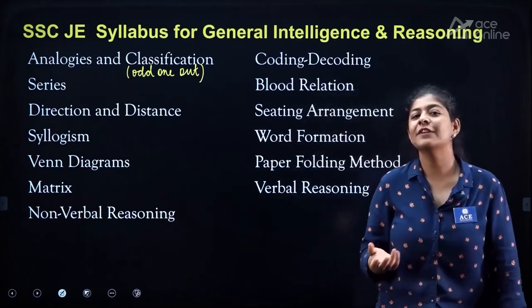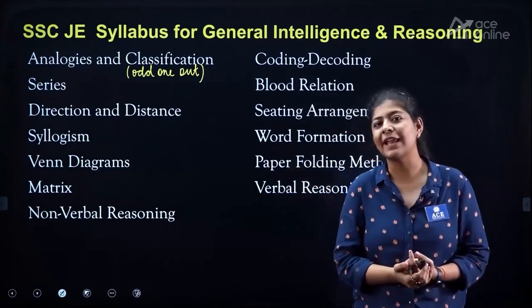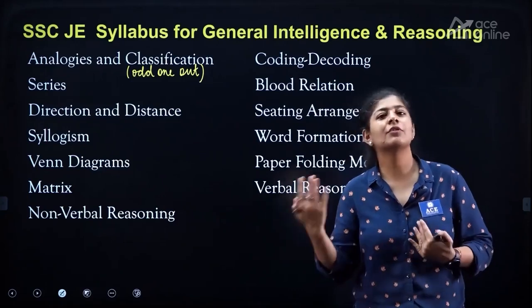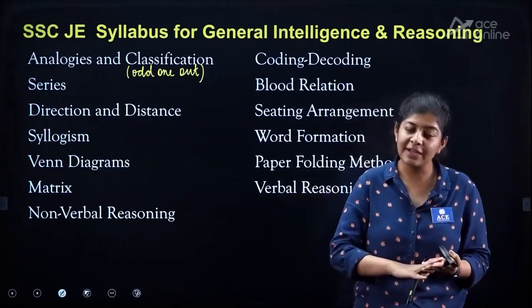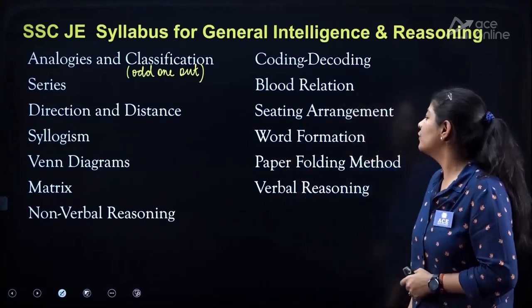Now in the Venn diagram, we know that we need to do something with the circles that we are having in it, and either we need to draw the diagram and determine which diagram is true, right?